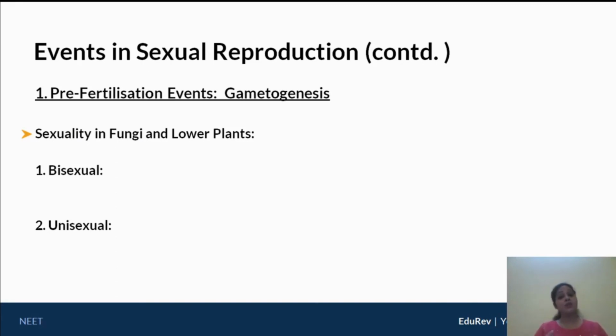However, when we talk about sexual reproduction, we are referring mainly to the remaining three kingdoms, that is Fungi, Plantae and Animalia. So here we are going to study sexuality: the terms of sexuality used in fungi and in lower plants, later on in higher plants, and then what we would use for animals.